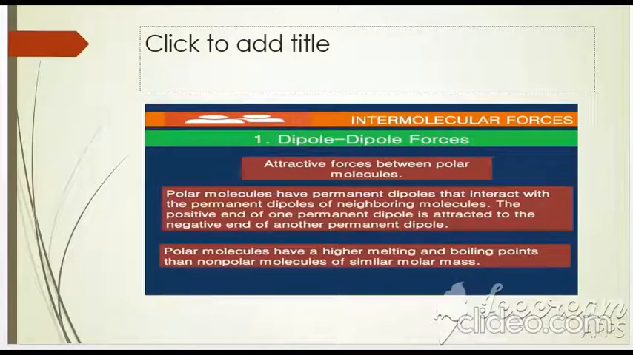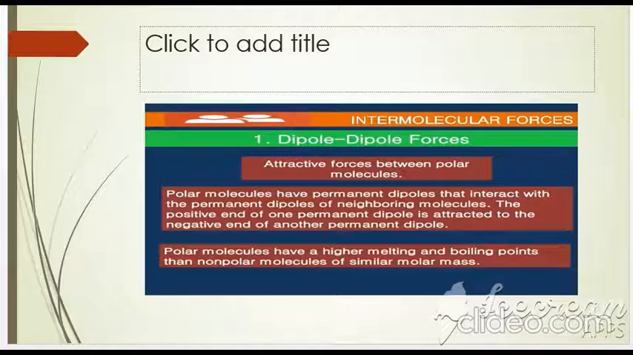Now next is the types of intermolecular forces. There are 4 types of intermolecular forces. Number 1, dipole-dipole forces, number 2, dipole-induced dipole forces, number 3, London forces. Number 4 is hydrogen bonding. I am going to explain all these types of forces one by one. Number 1 is the dipole forces.